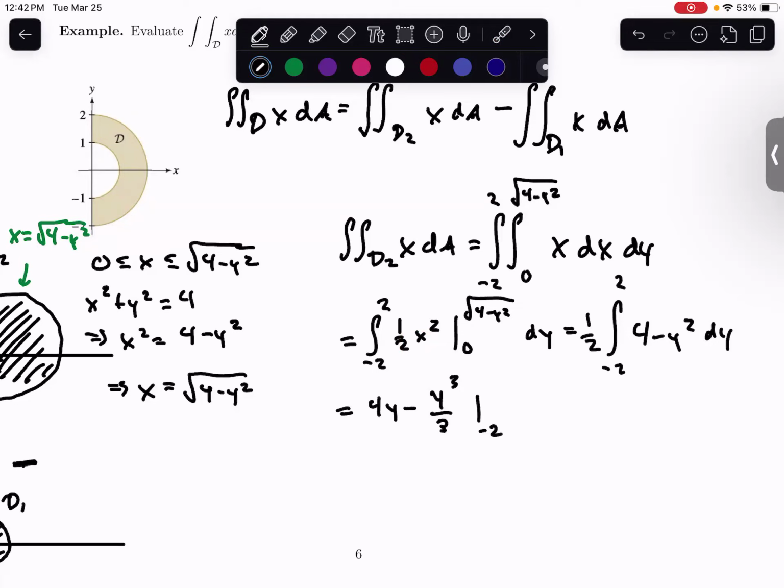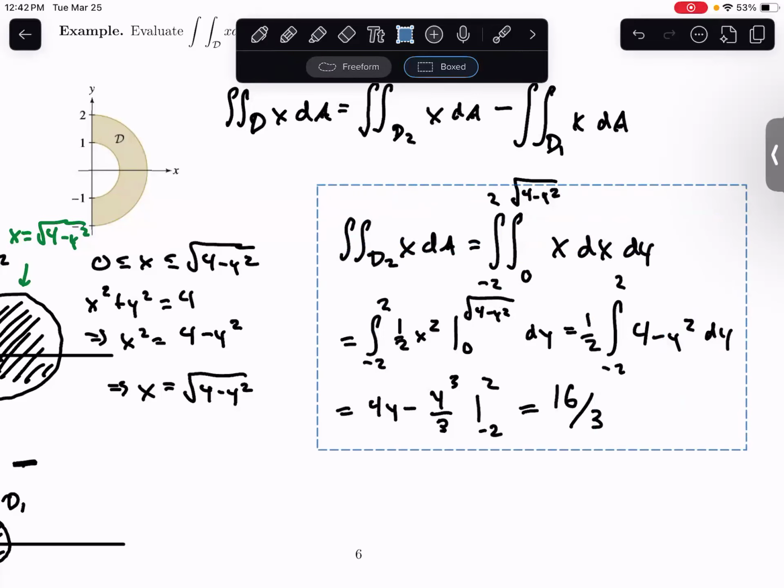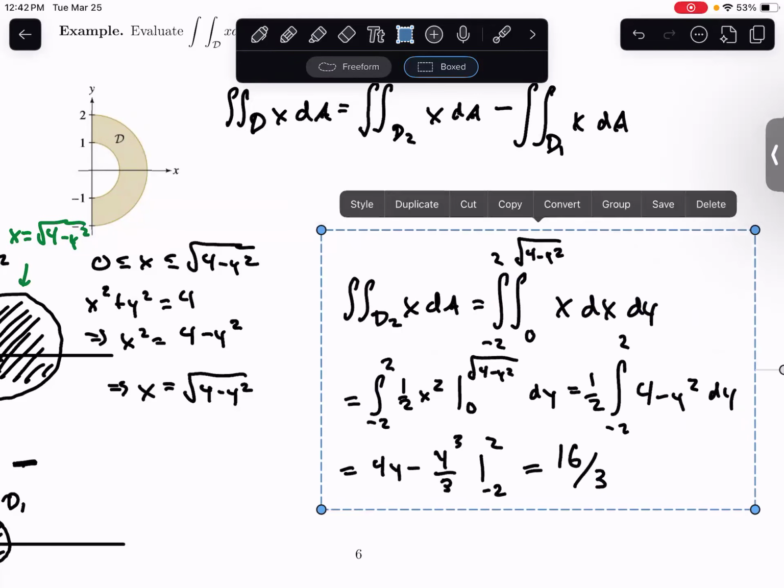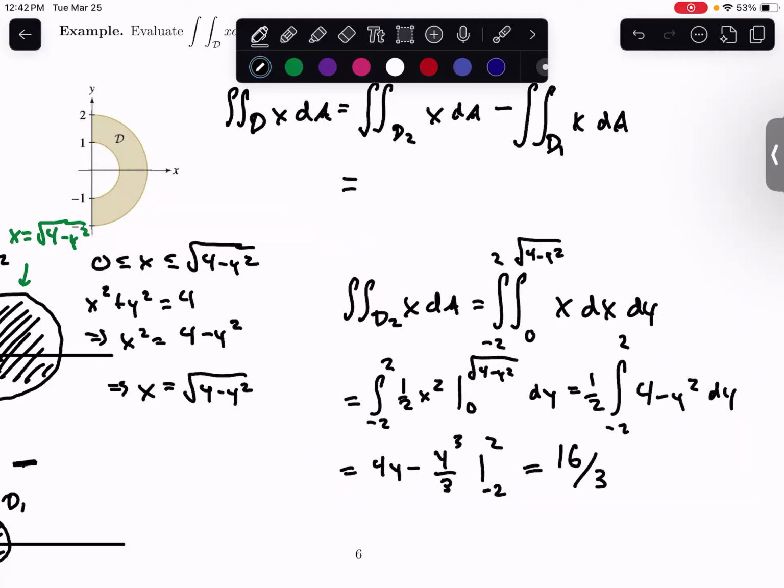Then you plug in y is equal to -2 to y is equal to 2. If you plug in 2 and then subtract by what you get when you plug in -2, this will be 16 over 3. Right, so I'm going to move this down a little bit. So what we just found is that this first integral is equal to 16 over 3. So that's the first part.